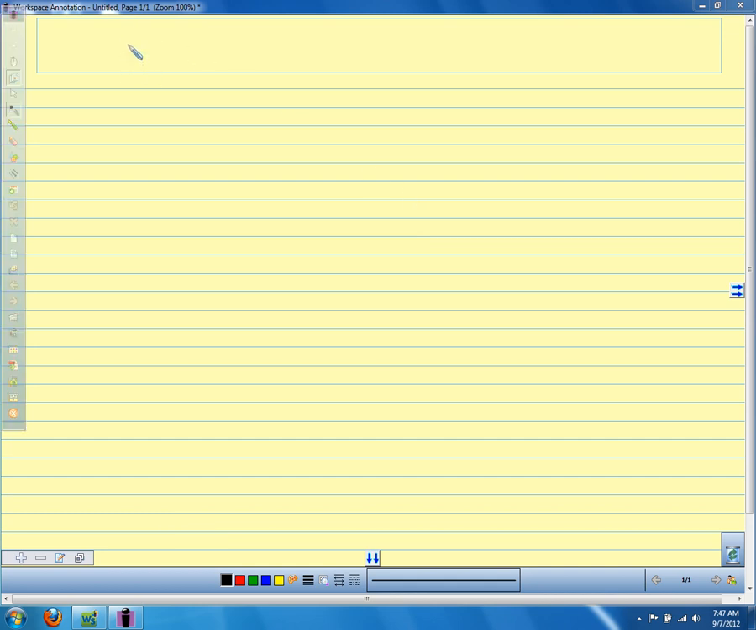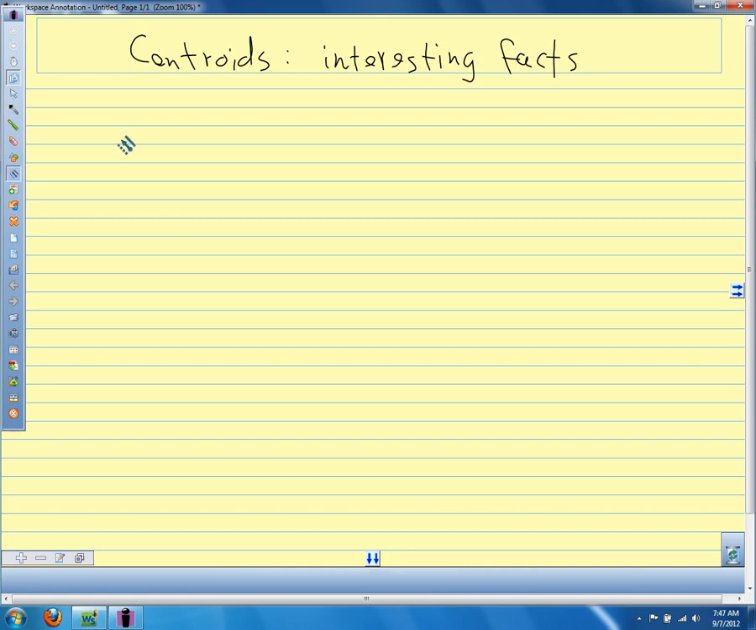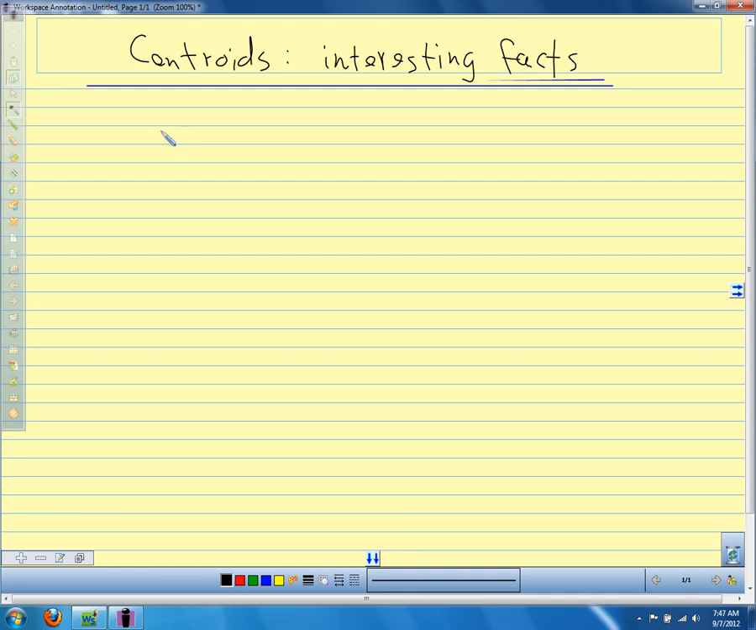So we're doing some interesting facts about centroids. So the Theorem of Pappus. There are actually several theorems of Pappus, but the one we're talking about has to do with centroids and volume.